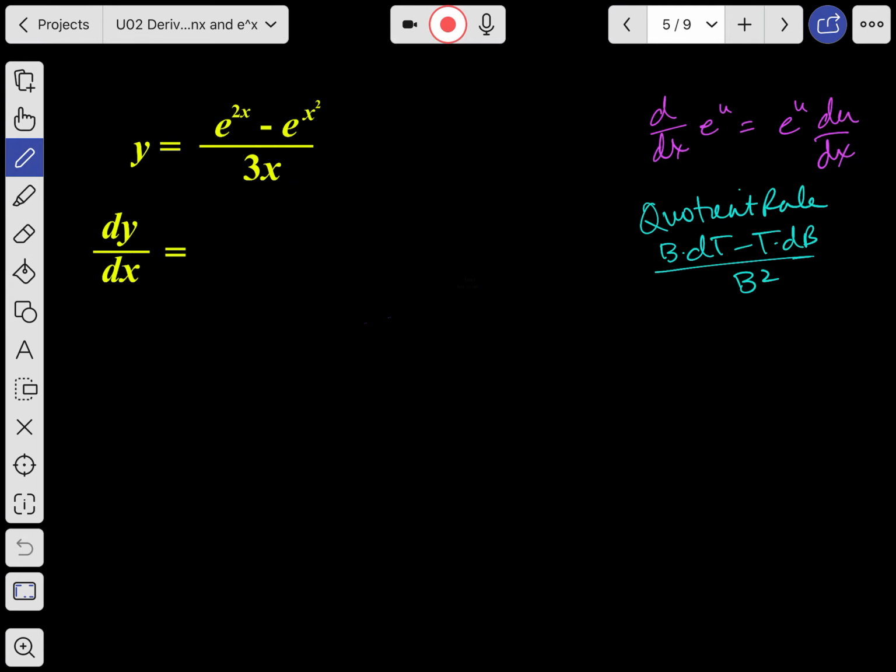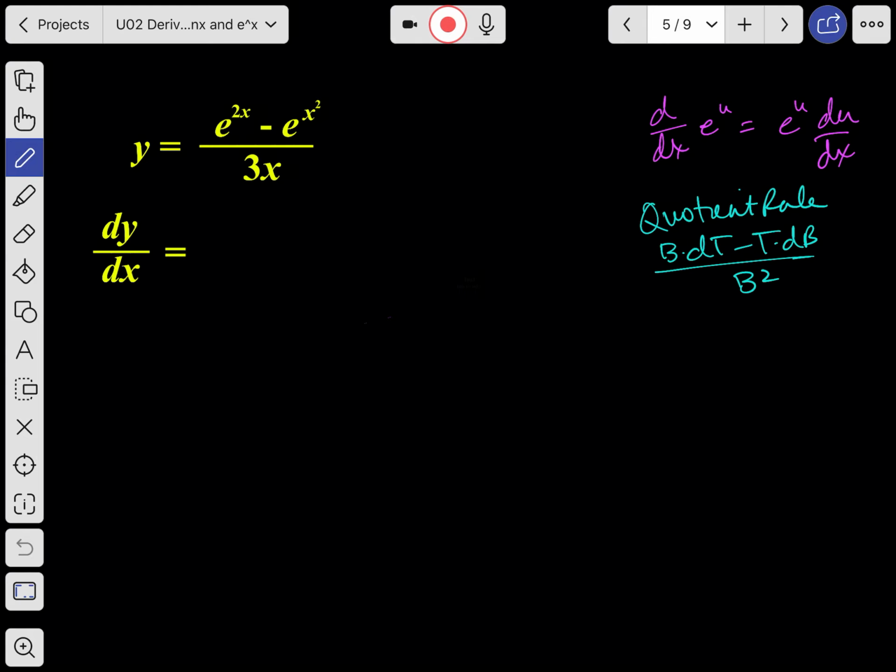Our next example, we've got e to the x. And just a reminder, the derivative of e to the u is equal to e to the u times the derivative of the chain, the inside function, du dx. What I also see is the quotient rule. And so it's bottom times derivative of the top minus top times derivative of the bottom over the bottom squared. Okay, so let's keep that in mind as we find the derivative of this function.